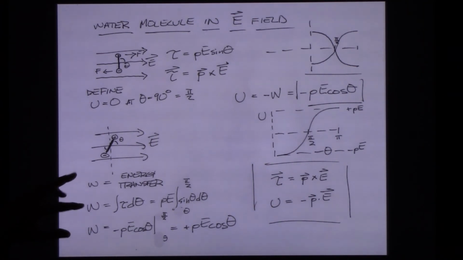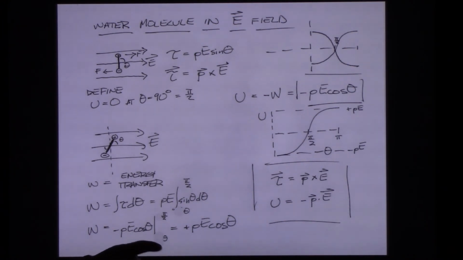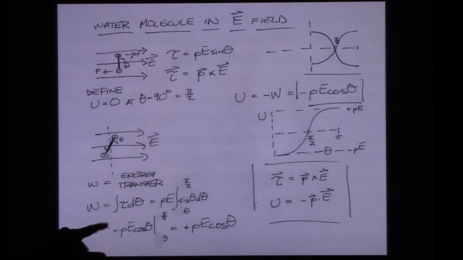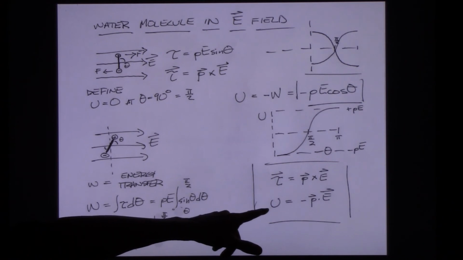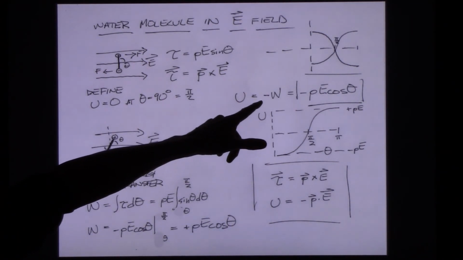Now, if it requires a certain amount of work to rotate this, that becomes a potential energy. So I've rotated the molecule and stored up a certain amount of potential energy. If I now let go, I can get the energy back in this dipole. It could be a molecule or it could be a mechanical device that we've designed. So what we can do then is define the potential energy as the negative of the work.